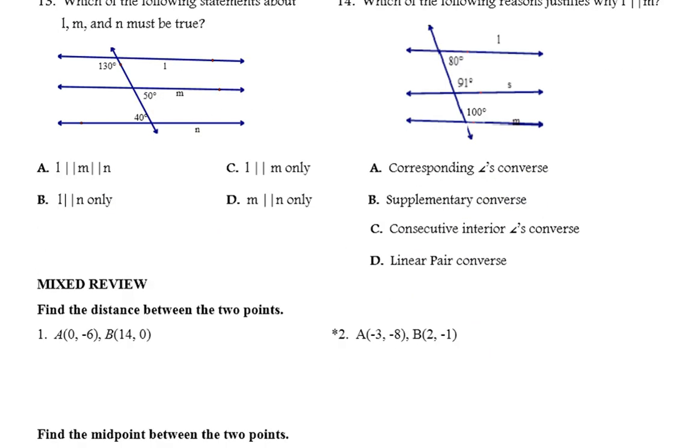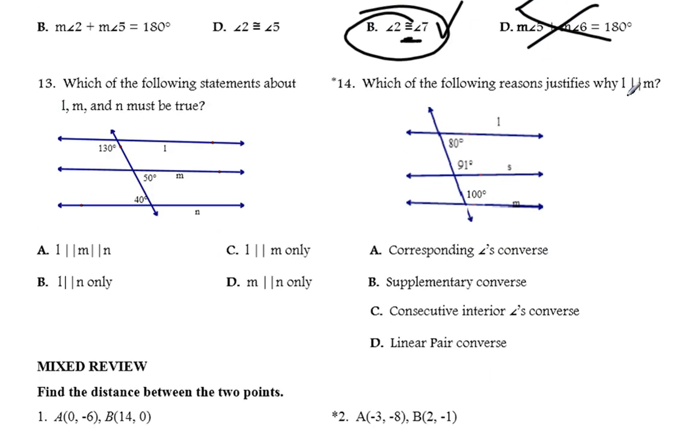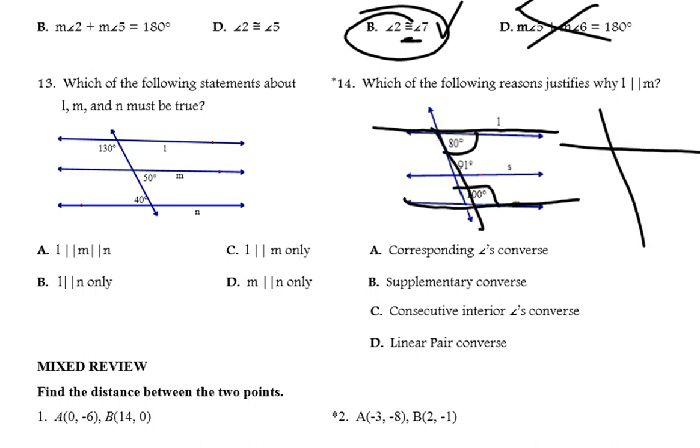Okay, number 14. Which of the following justifies why L is parallel to M? Well, I look at L, S, and M, and I notice that L gives me an angle here that's 80, and M gives me an angle here that's 100. And if you look at these as though line S wasn't even there, we would have 80 here, 100 here. We would have consecutive interior angles.